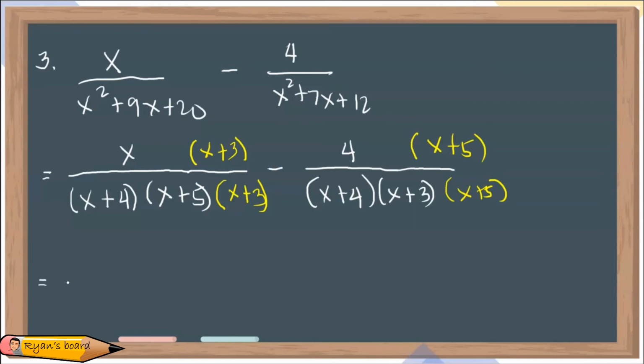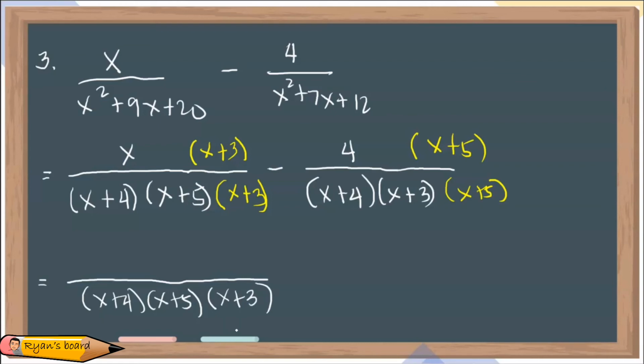Okay, now, we have to copy the common denominator, x plus 4, x plus 5, x plus 3. Anyway, kahit anong mauna dito sa x plus 3, x plus 5, it doesn't matter, no? Then, we have to distribute this. Yan ay x squared plus 3x. Okay? Okay, this will become minus 4x. Okay, isama na natin to, no? Babaguhin na natin yung sign niya. That will become minus 20.